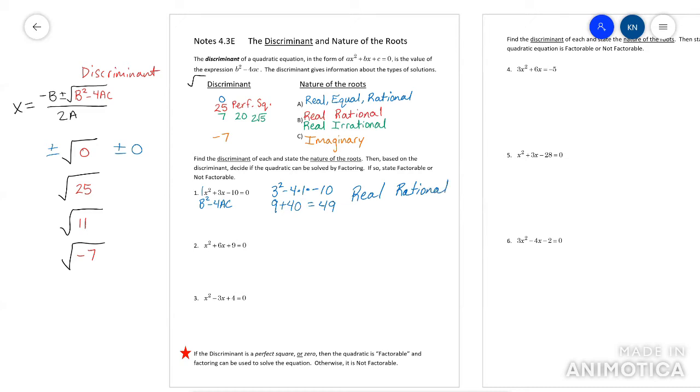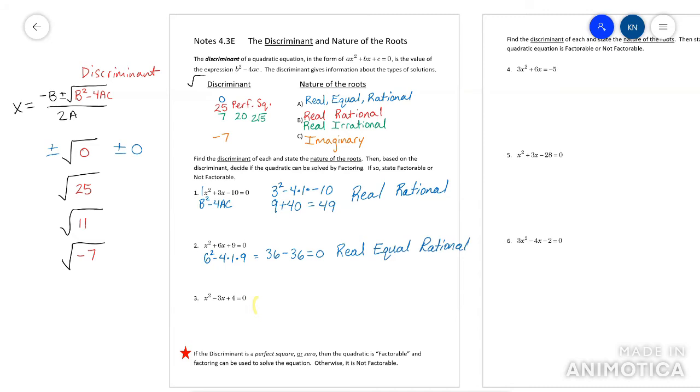Okay, let's look at the next one. b squared minus 4ac, so that's 6 squared minus 4 times a times c. So that's 36 minus 36, which is 0. Since it's not negative, it is real. And since it's 0, they are equal, and it is rational. The only time it's going to be irrational is if this number right here is not a perfect square, like 7 or something.